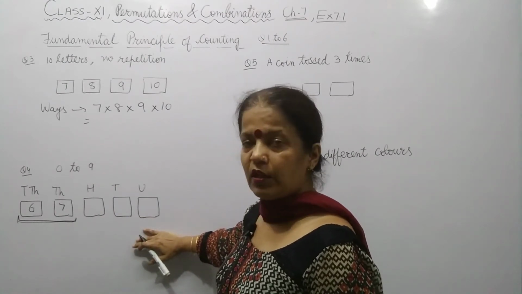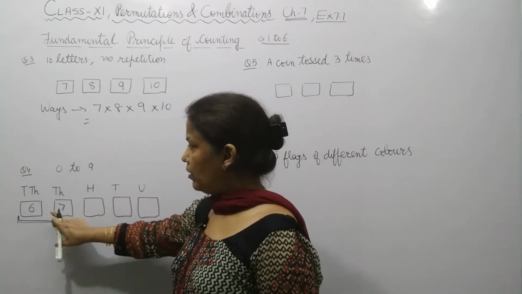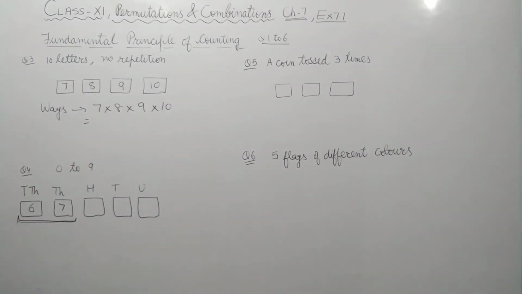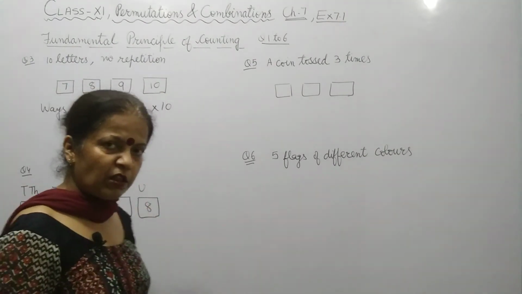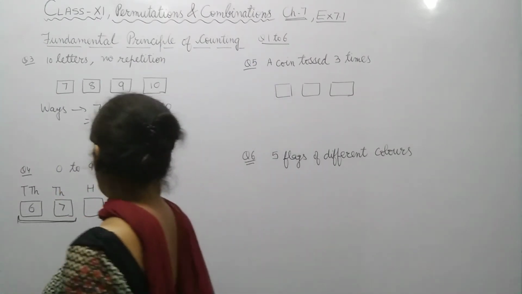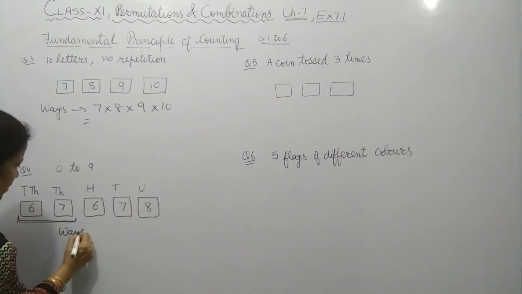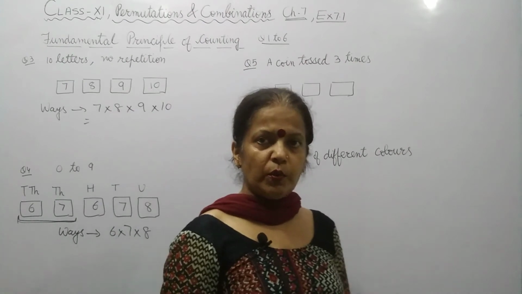Okay, and the question is that the repetition is not allowed. So 0 to 9, 6 and 7 is already there. So what should be the number at unit place now? From 0 to 9, 6 and 7, 2 digits we have already taken out. So it will be only 8 numbers because total are 10 numbers, 0 to 9. So 2 we have already written. So 8, then 7 and then 6. So according to the fundamental principle of counting, total number of ways will be 6 into 7 into 8.